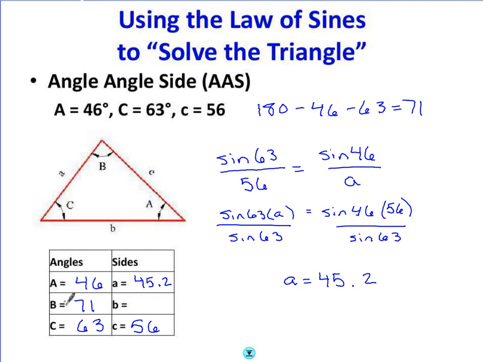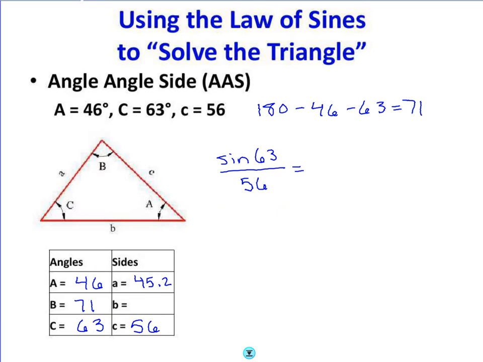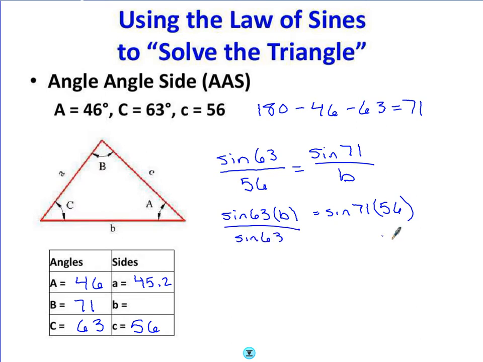Then we're going to repeat that process for side B. Because I now have side A and angle A, I could use A or I could use C again. I'm just going to use C again, especially because neither of these are rounded numbers, so it just makes it easier. So sine of 71 this time divided by side B, and then same thing: cross multiply, and then divide so that you can solve for B. That sets me up for B equal to, and I do all that math, and I wind up with 59.4. So now I have all three sides and all three angles, and I'm good to go.